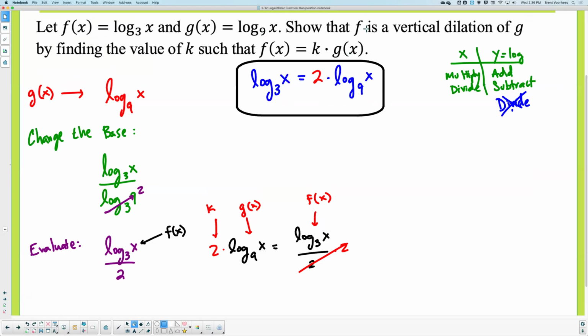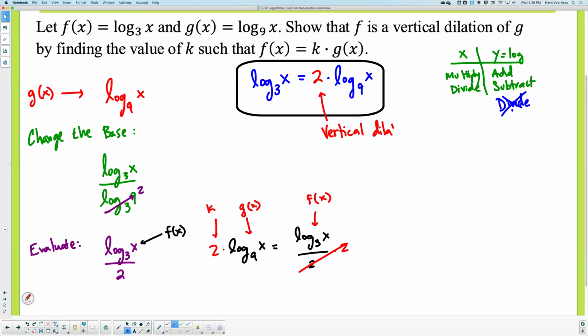It says, show that f is a vertical dilation of g. I think I have that backwards. That g, f is a vertical dilation of g. Well, I don't know. Let's just write it out. This right here, what am I multiplying, x's or y's? I'm multiplying the y's. Does that mean it's vertical or horizontal? That is a vertical. When you multiply, is that a reflection, dilation, or translation? It's a vertical dilation. Let me put that right now.